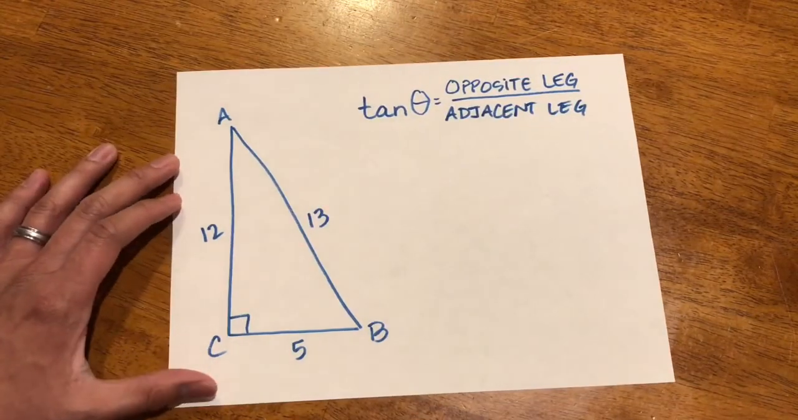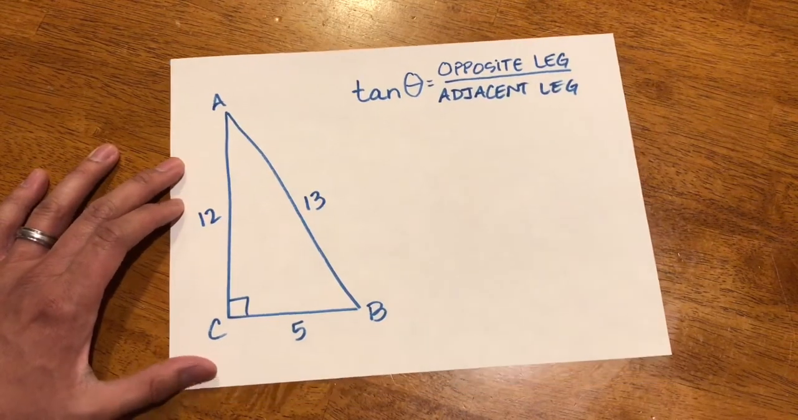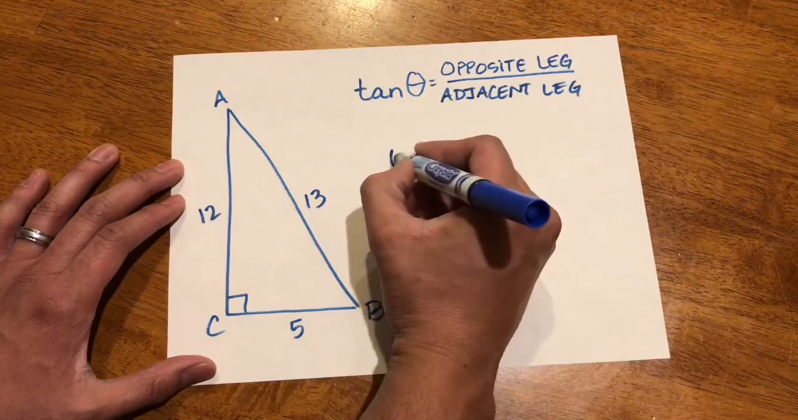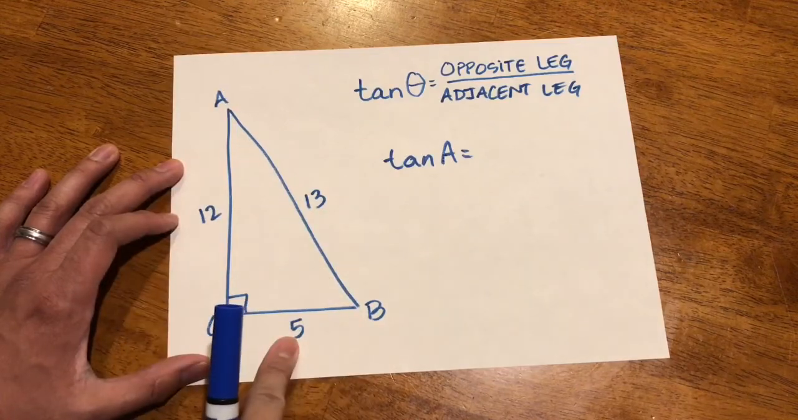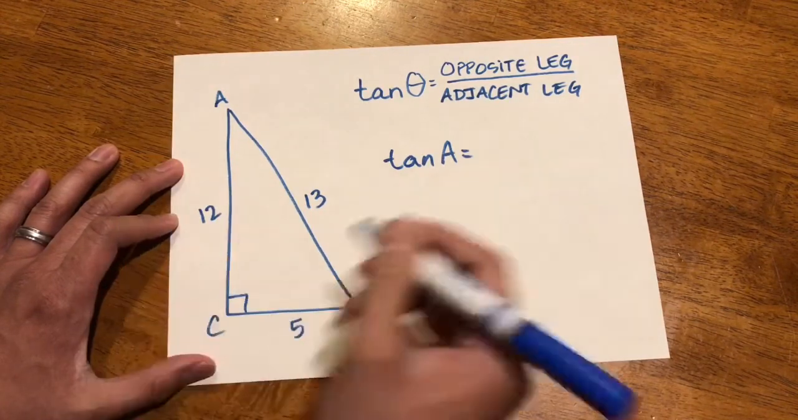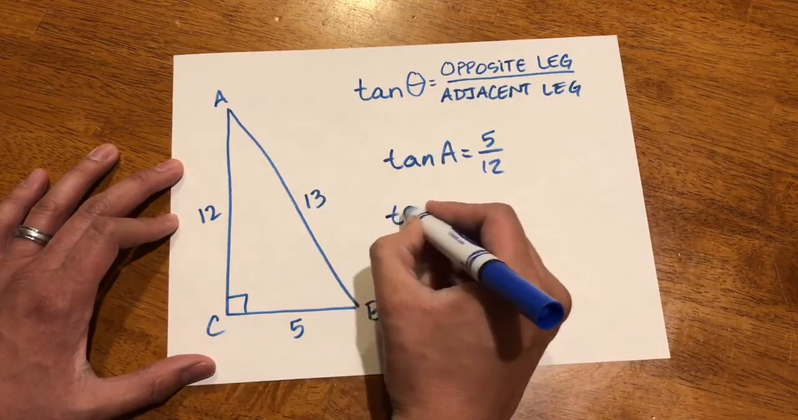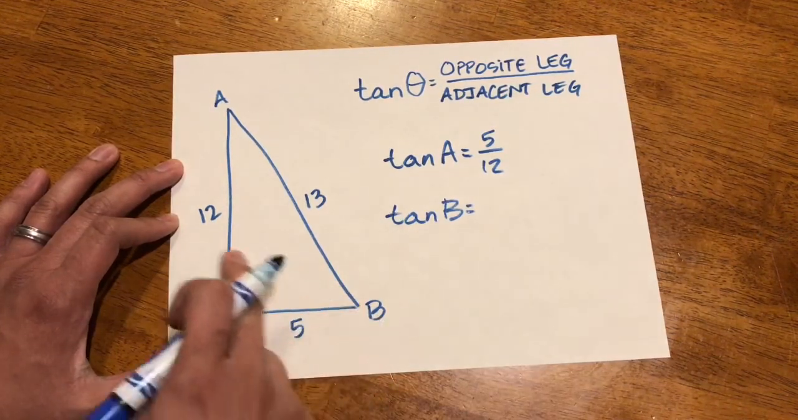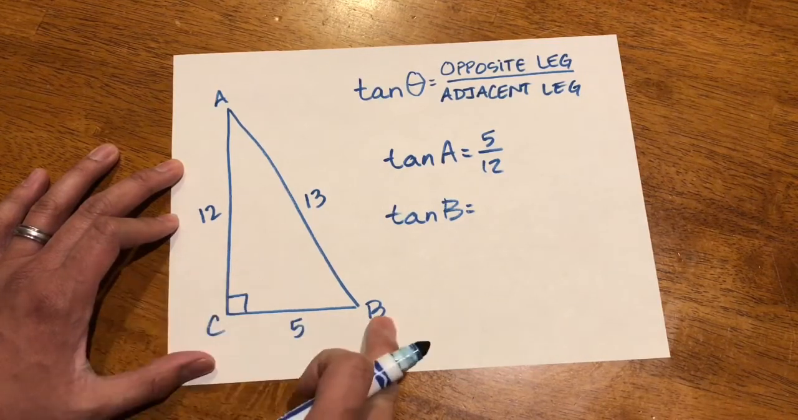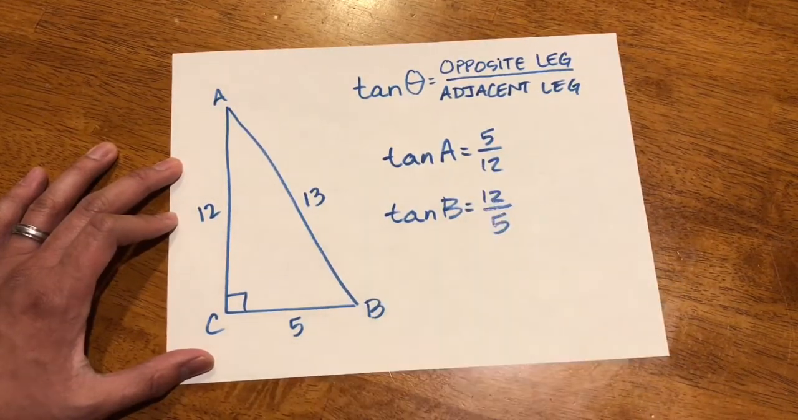The last trig ratio is tangent. Tangent is equal to the opposite leg over the adjacent leg. So in this case, tangent of angle A is equal to 5 over the adjacent leg, 12. Tangent of angle B would be equal to the opposite, which is 12, over the adjacent, which is 5. And so 12 over 5.